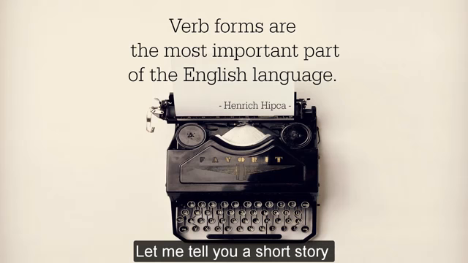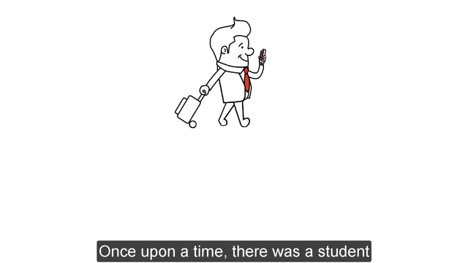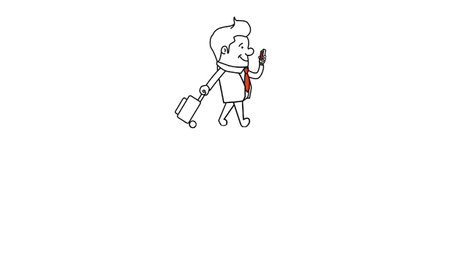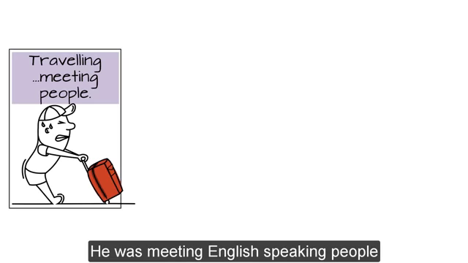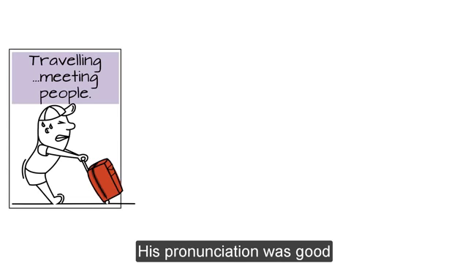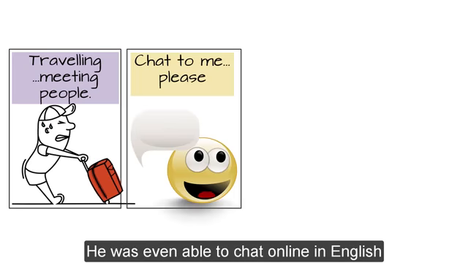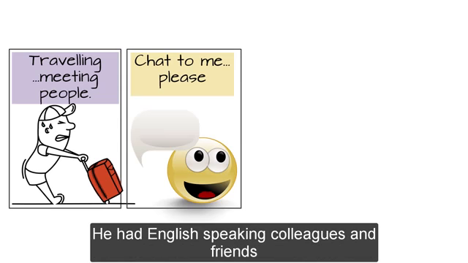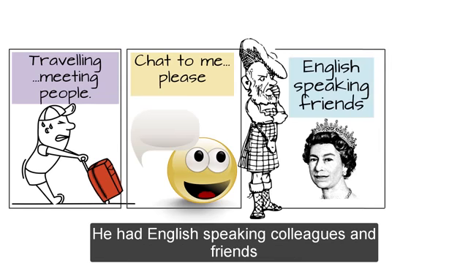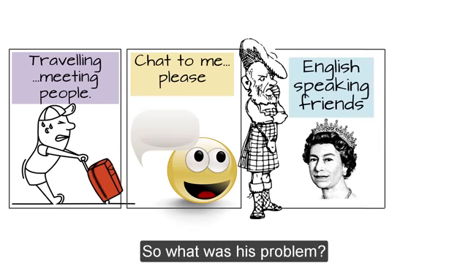Let me tell you a short story. Once upon a time, there was a student. He traveled a lot. He was meeting English-speaking people. His pronunciation was good. His English was not bad. He was even able to chat online in English. He had English-speaking colleagues and friends. So what was his problem?